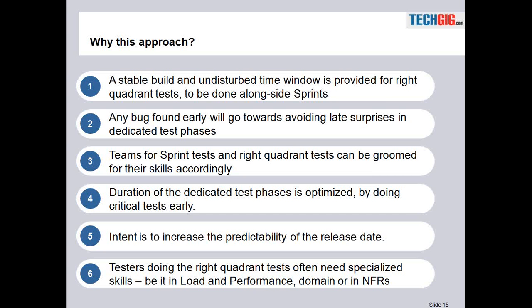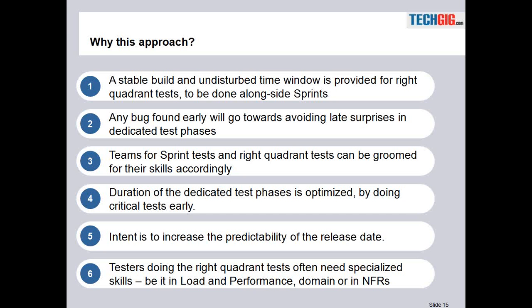So typically those who are doing the right quadrant tests, I would look at them as being specialists in a particular area. That's what is emphasized in point number 6. Because we are doing a lot of these tests upfront and early, the duration of these dedicated test phases is likely to be minimal and optimized, and you can probably do with 1 or 2 test cycles when you're doing the dedicated test cases.